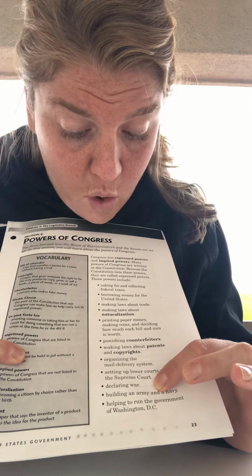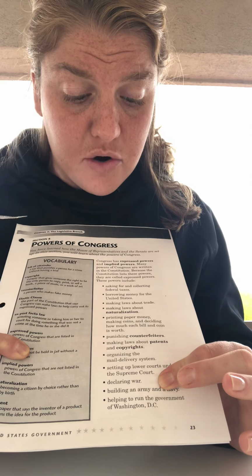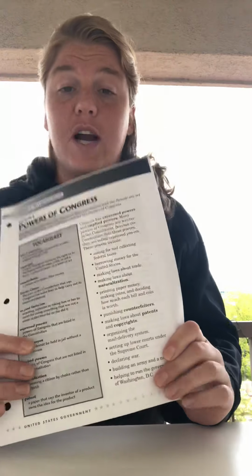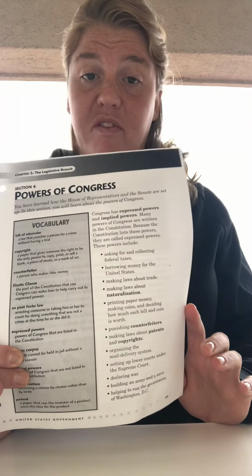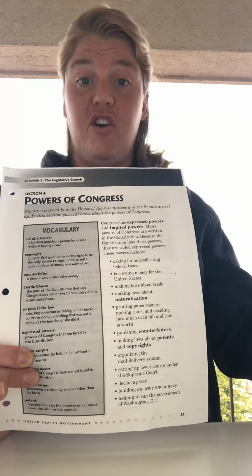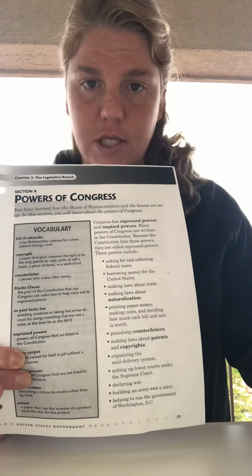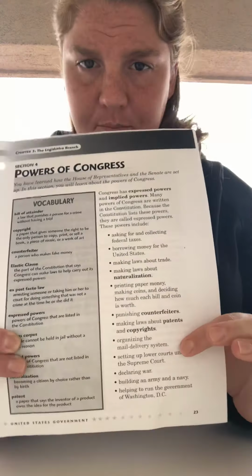Where are we? Setting up lower courts under the Supreme Court. So the Supreme Court is its own court, and Congress does not have power over them. But Congress has power over every court under the Supreme Court, which is all courts, because the Supreme Court's the highest and nothing goes above them.